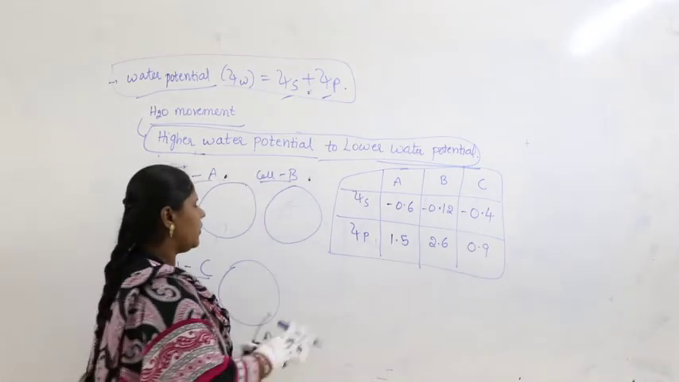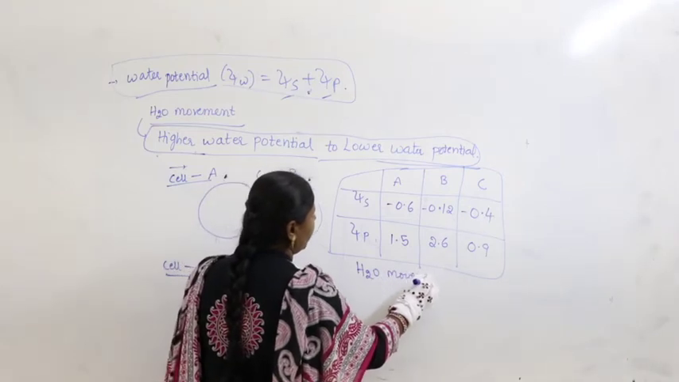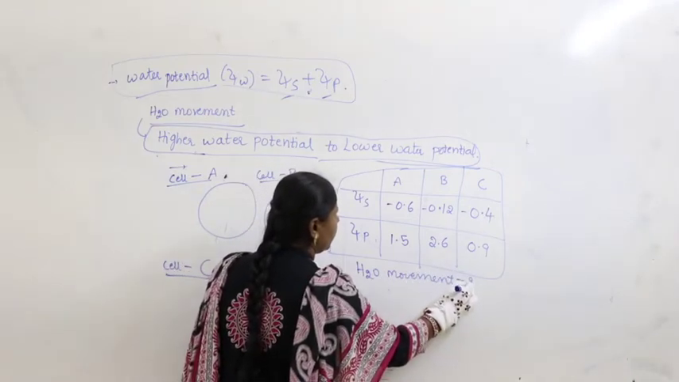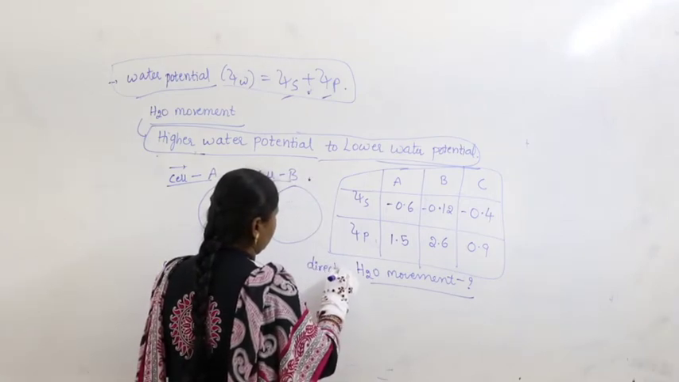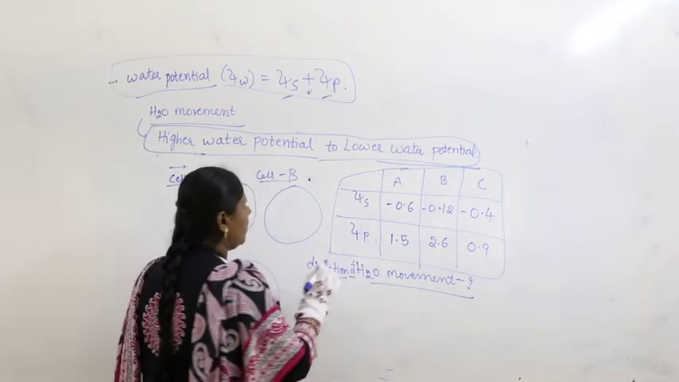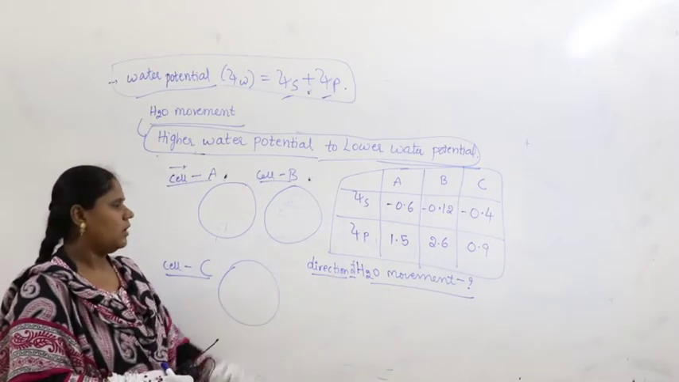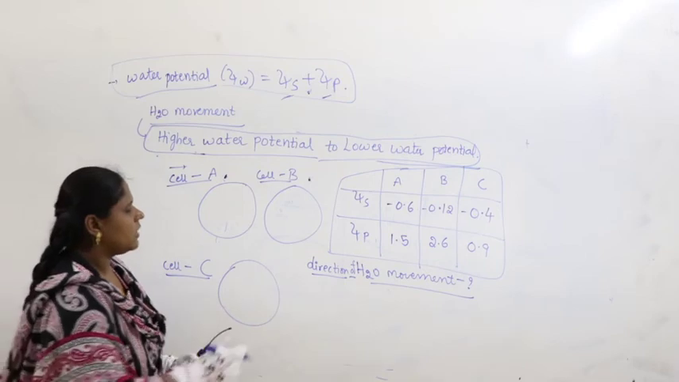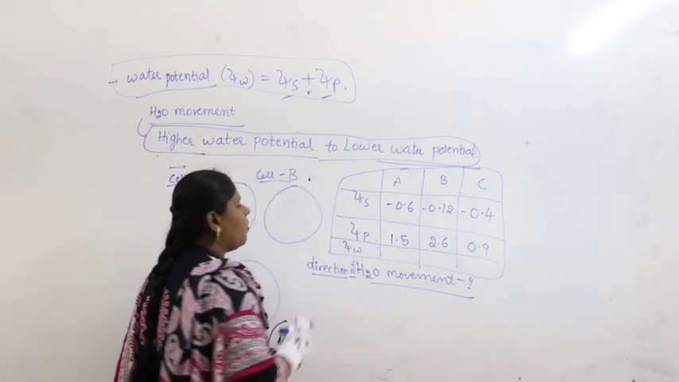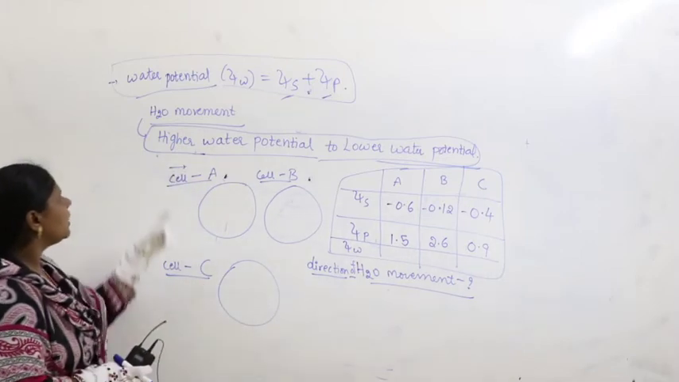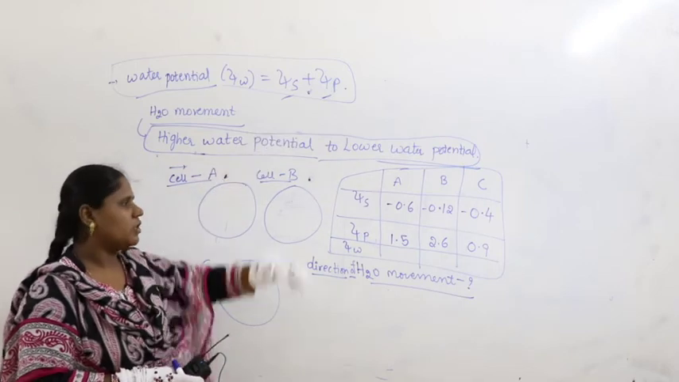Then they will ask you to find out where to where water movement occurs. They will ask you to find out the direction of water movement. Now, how do you calculate this? Let us take one more line here and calculate water potential. What is water potential? Water potential can be calculated as solute potential plus pressure potential.